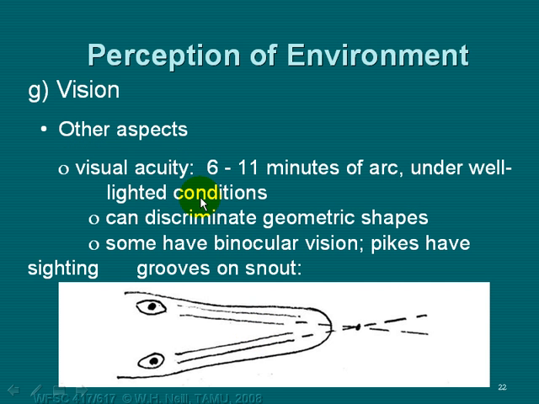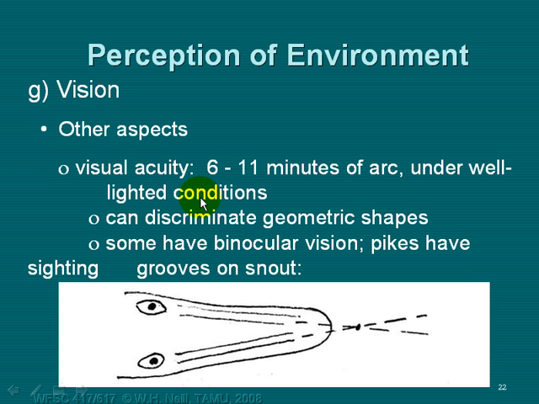Yeah, I did say something about visual acuity. 6 to 11 minutes of arc tends to be kind of standard for well-lighted conditions. And how that's measured, by the way, here's what visual acuity means. Imagine two marks on the wall, and think about the angle between the first mark and your lens and the other mark. If that angle in your fish is more than about 11 minutes, then you can resolve the fact that there are two marks.